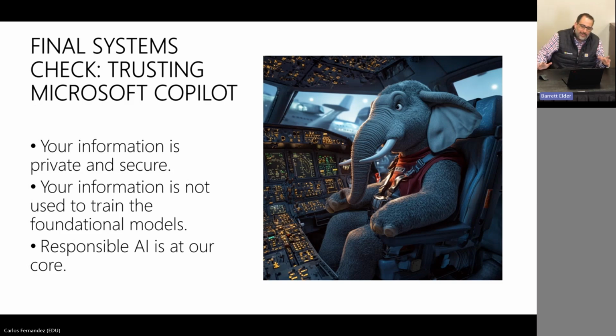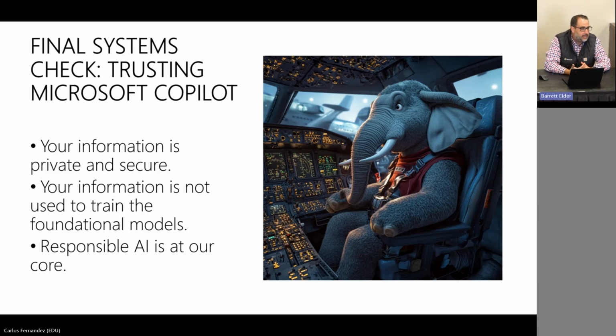All right, so I call it the final systems check, because we have the whole Copilot theme, we're getting ready to fly away. From a safety and security perspective, it's very important that you understand your information is private and secure when you log in. So when you go to office.com/chat, the first thing you want to do is, in the top right corner, make sure that you log in. When you log in and you see your University of Alabama credentials, you have something called enterprise data protection.